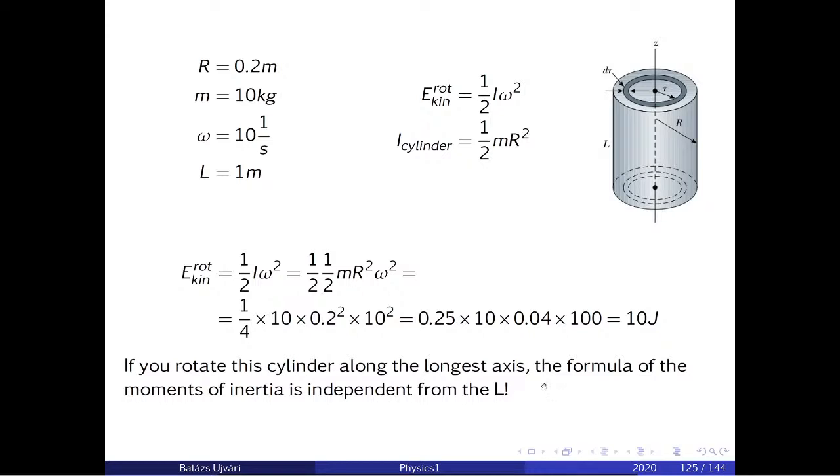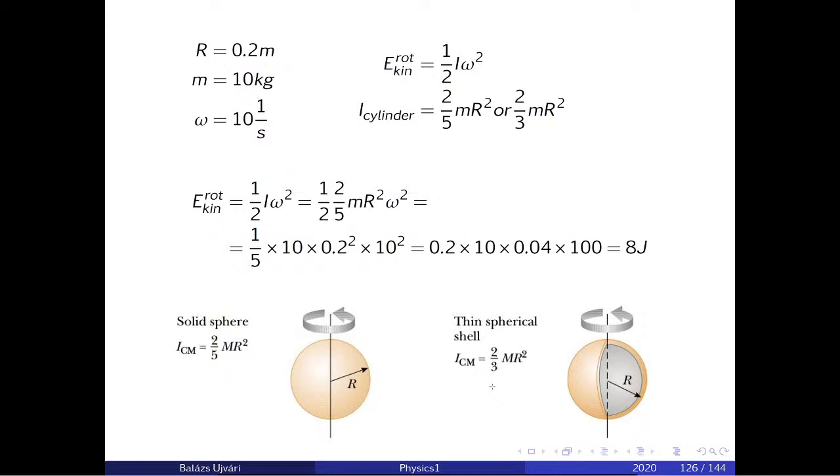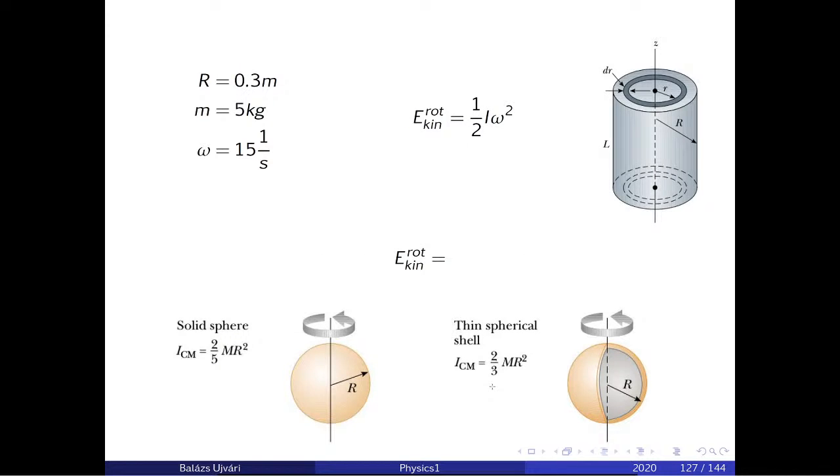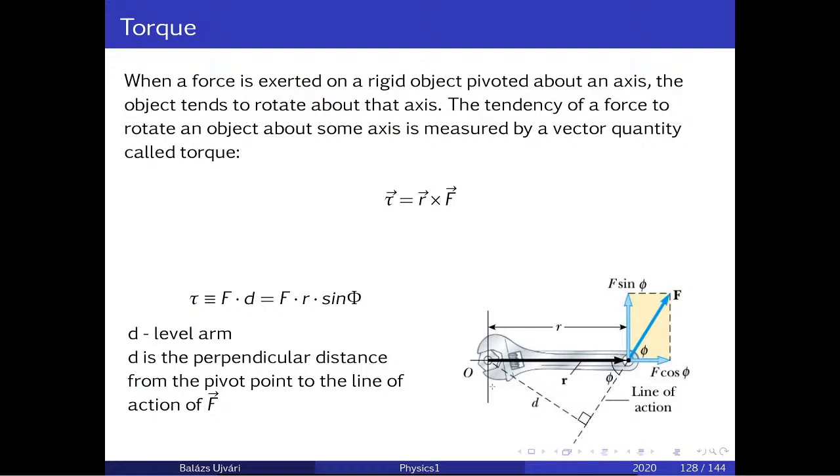This is what we did last time. In some cases there are independent parameters like L, the length of the cylinder right now. We can calculate rotational kinetic energy for any body when the moment of inertia is known, and I gave you some examples. I will check how you solved them.